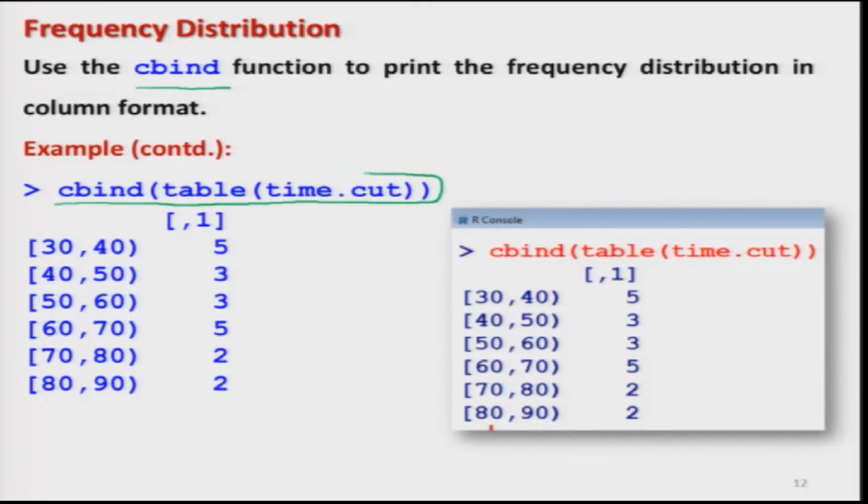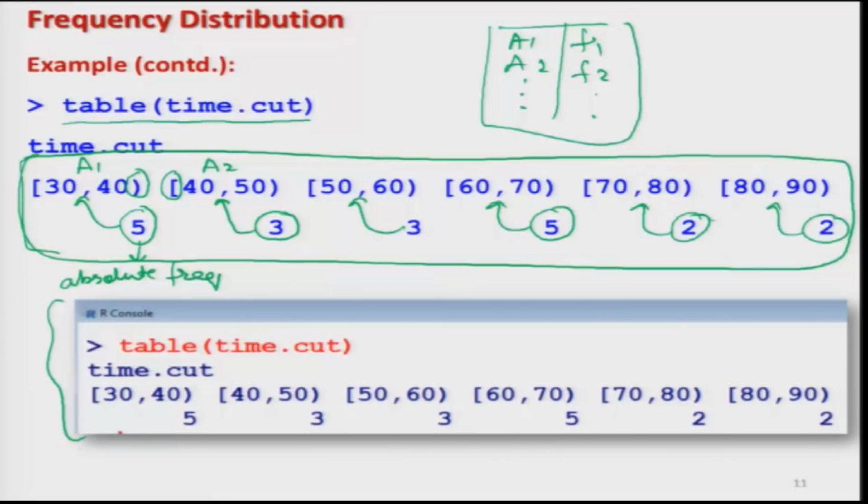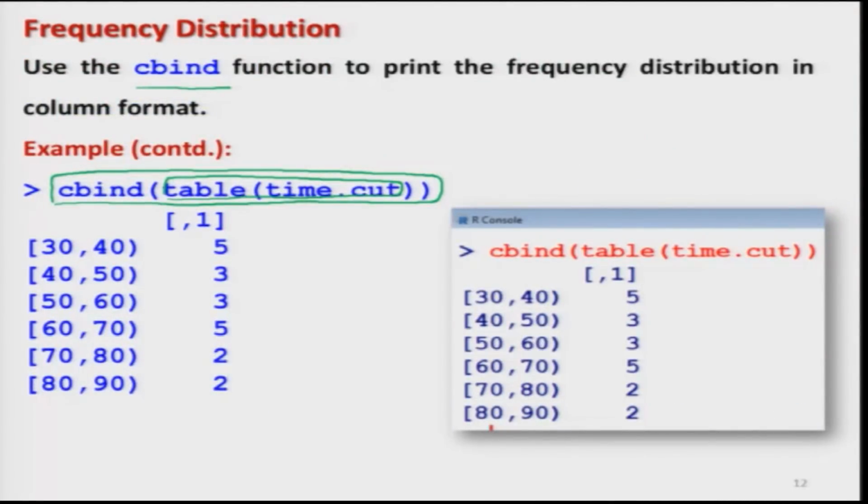So, you can see I obtain cbind, and inside the argument I simply write table, and inside its argument time dot cut. This is the same command that I used earlier, which I am circling. Whatever is the outcome of this command is used here with the function cbind, and you can see you get a vertical table, and this is your frequency distribution.